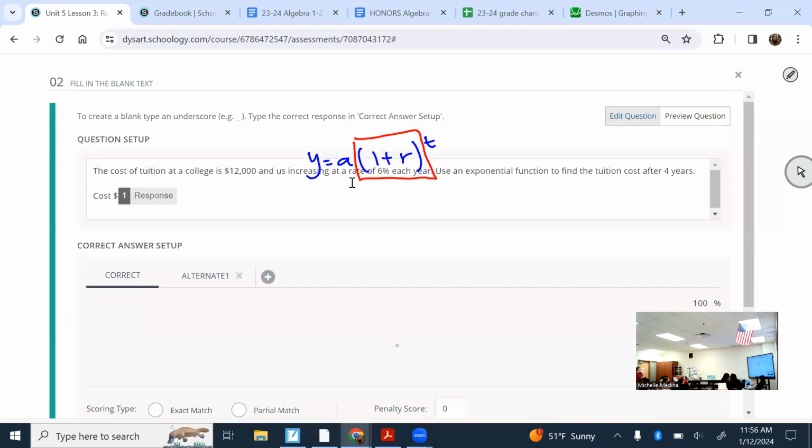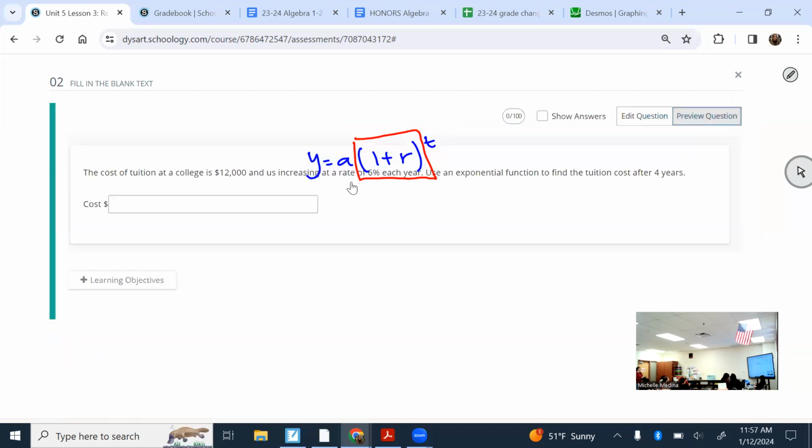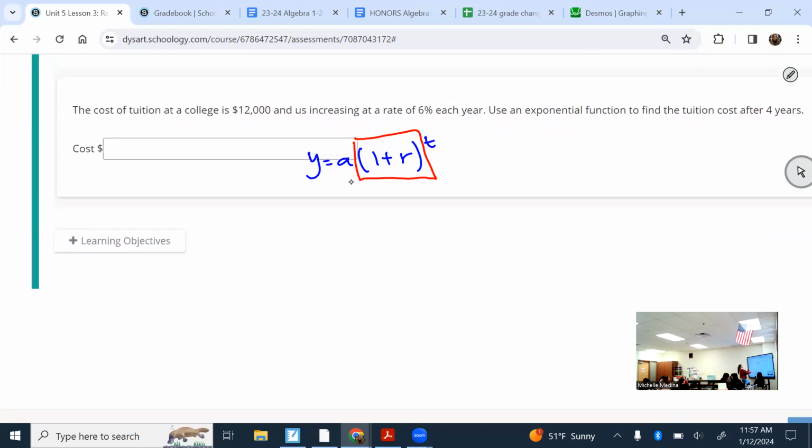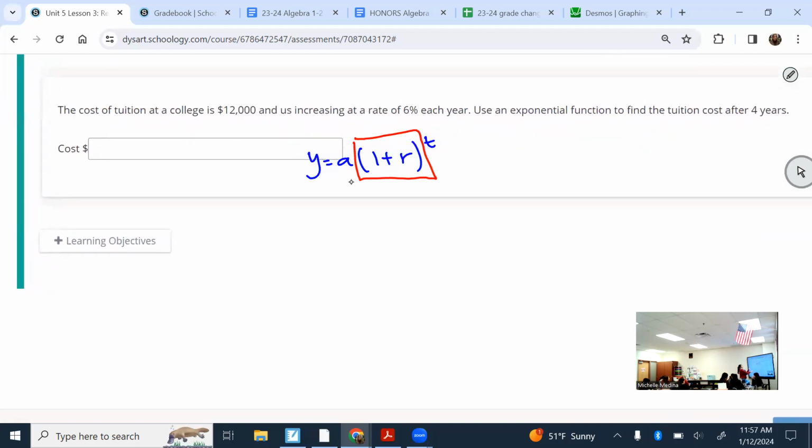Okay. So the cost of tuition at a college is $12,000 and increases at a rate of 6% each year. Use an exponential function to find the tuition cost after 4 years. Because it's increasing at a rate of 6%, I'm going to want to use this one, not the a times b to the x. And just translate it to plug into the formula.